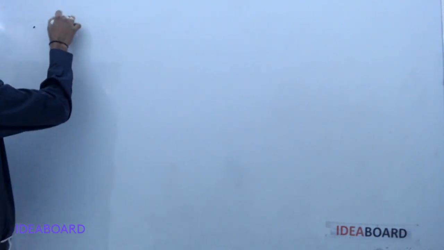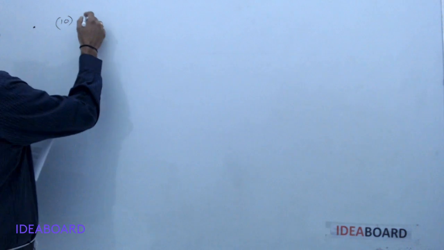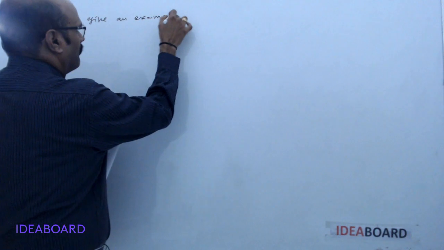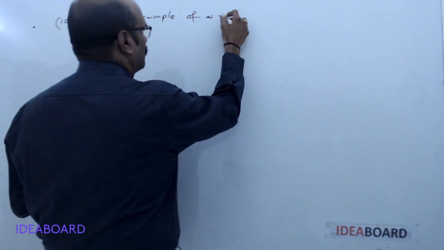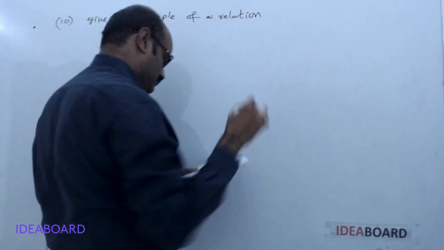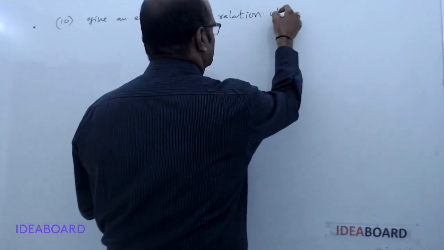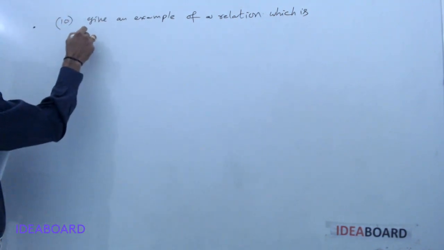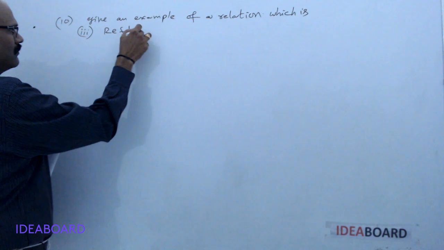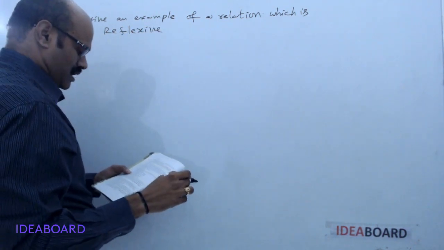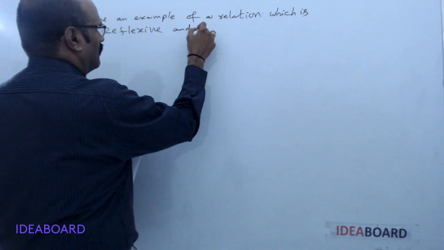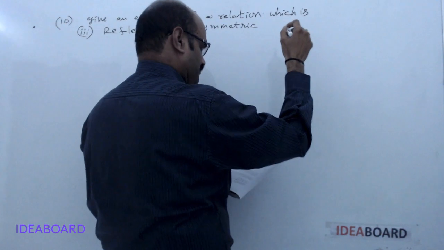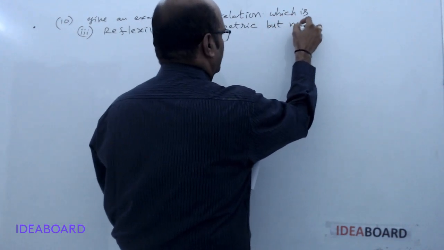Tenth problem. Give an example of a relation which is reflexive and symmetric but not transitive.